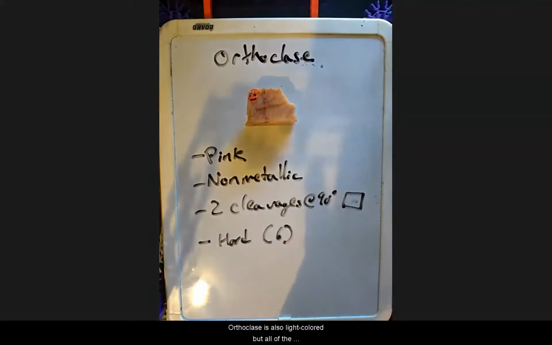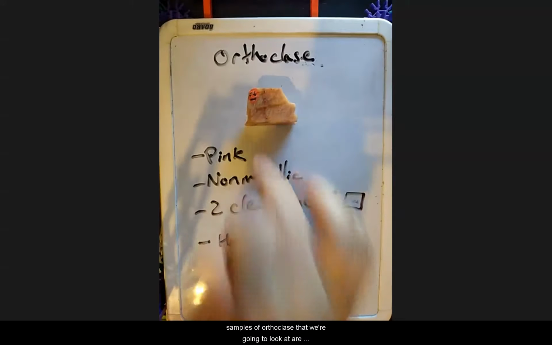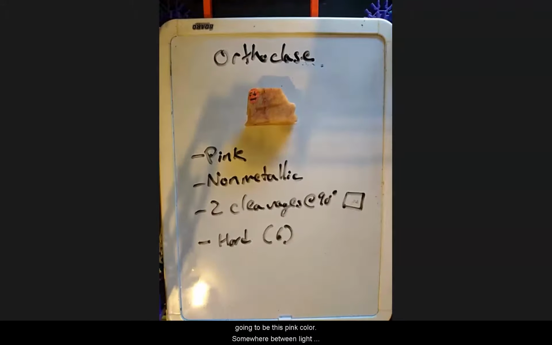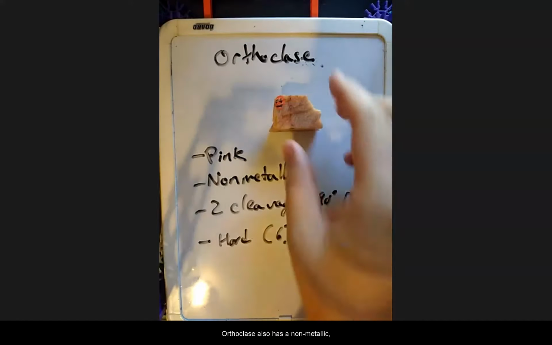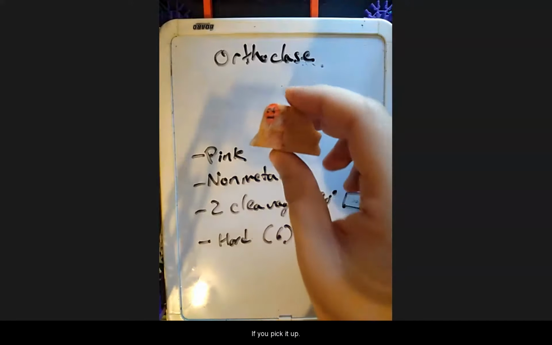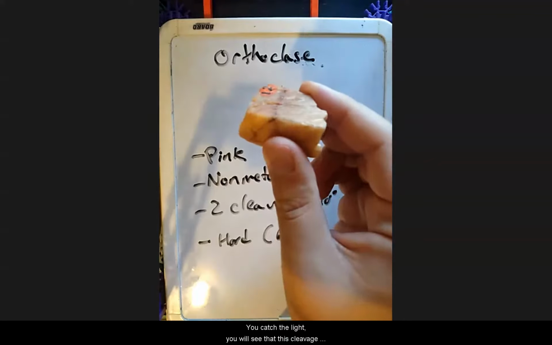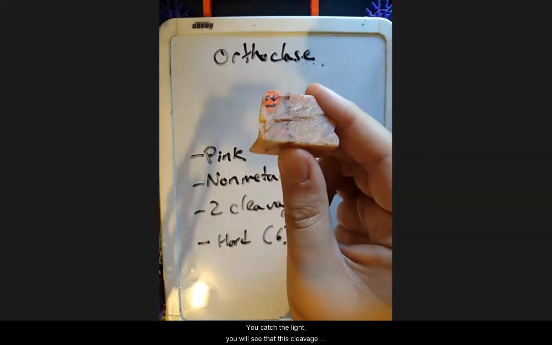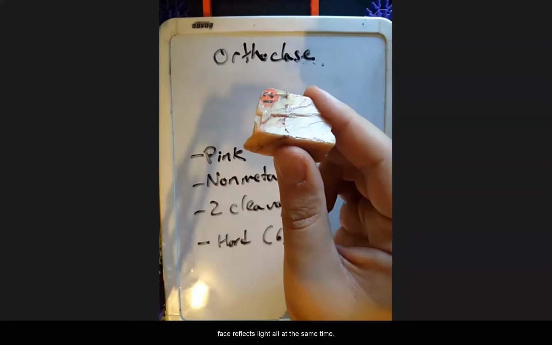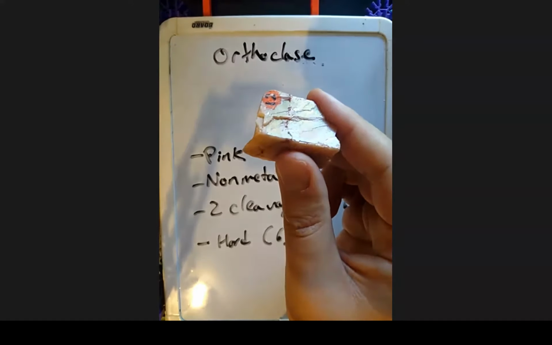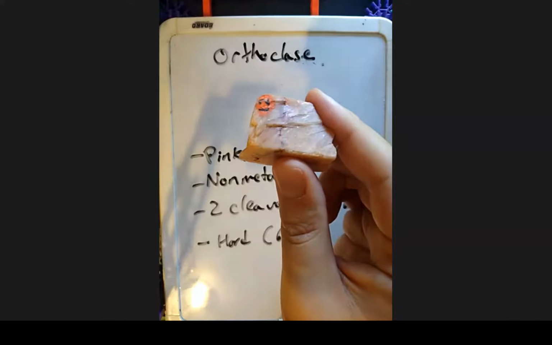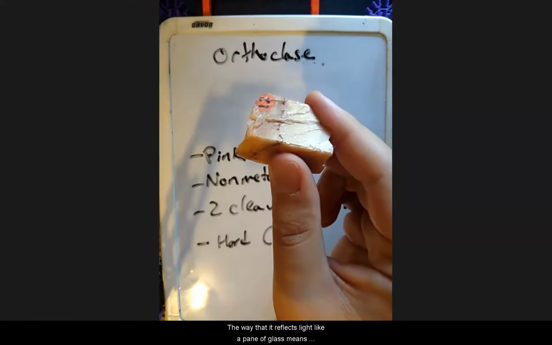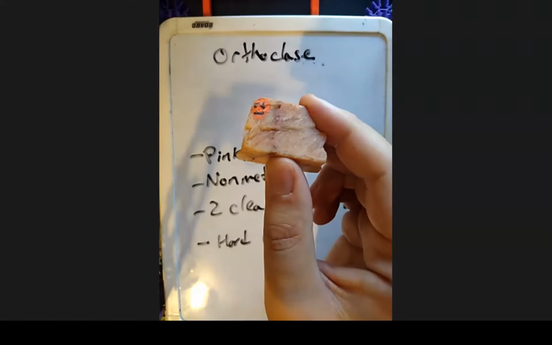Orthoclase is also light colored, but all of the samples of orthoclase that we're going to look at are going to be this pink color, somewhere between light pink and salmon pink. Orthoclase also has a non-metallic vitreous luster. So if you pick it up and catch the light, you will see that this cleavage face reflects light all at the same time, much like a pane of glass. It doesn't look like a metal, which is why we call it non-metallic. But the way that it reflects light like a pane of glass means we'll call it vitreous.